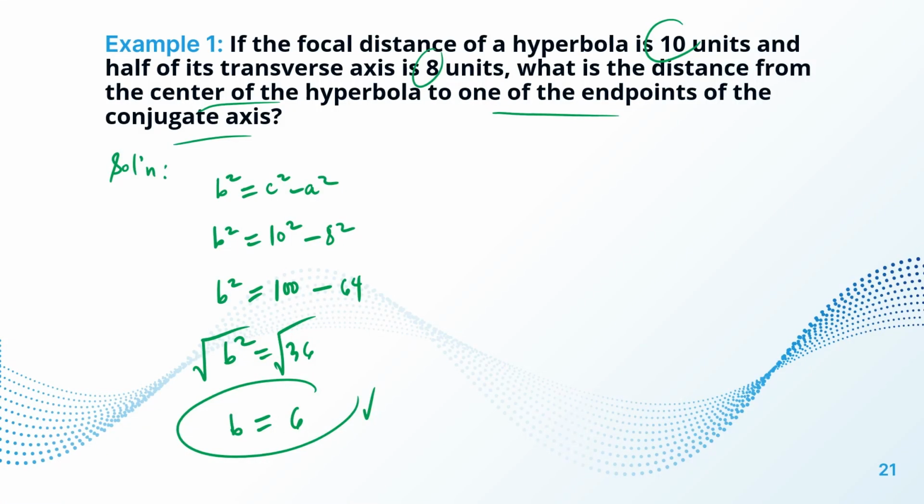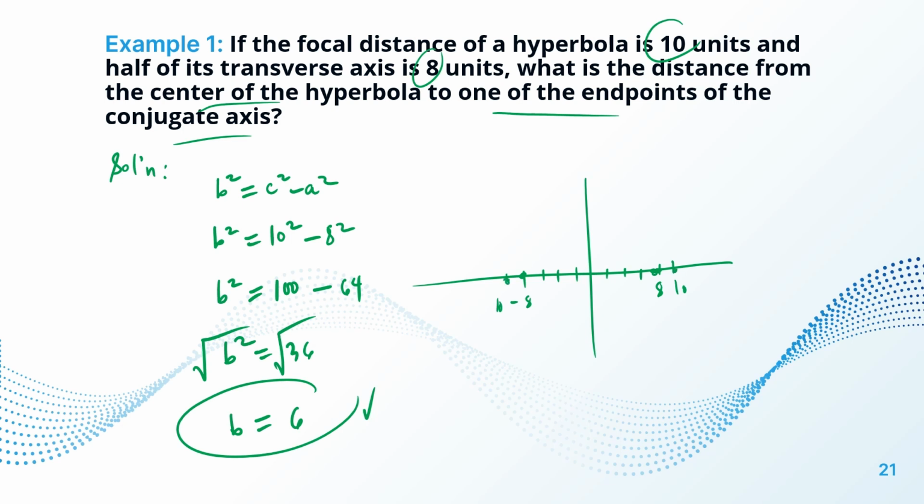If we're going to sketch that in the Cartesian plane, first we're going to plot the vertices. The vertices are found at 8 units, so we count, this is 8, then from the left it's also negative 8. These are the vertices of the hyperbola. Then the foci are found at 10 units, so 10 and negative 10. These are the foci of the hyperbola.